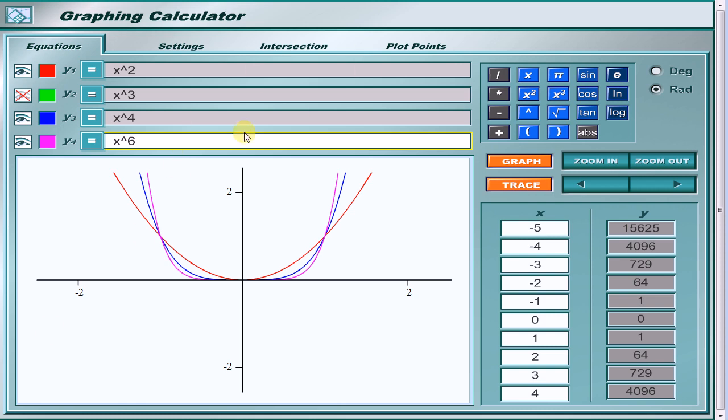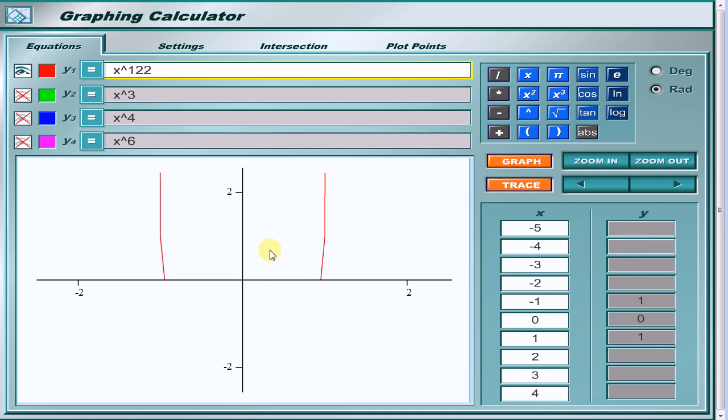So what if, let's turn all of these off. We change this to 122 and we say, graph that baby. Yeah, see? See what I mean? Let's zoom in. And it won't even show it to me.